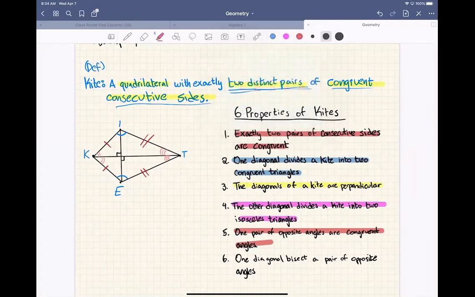Hopefully that doesn't confuse you too much. And that's the last one. And that's all you need to know about kites.